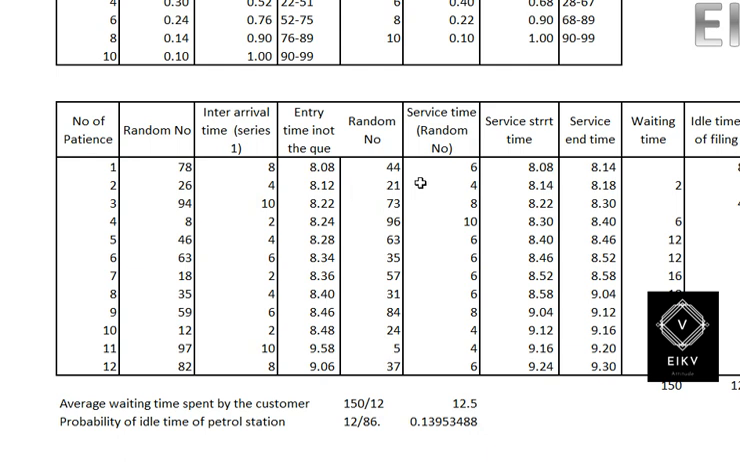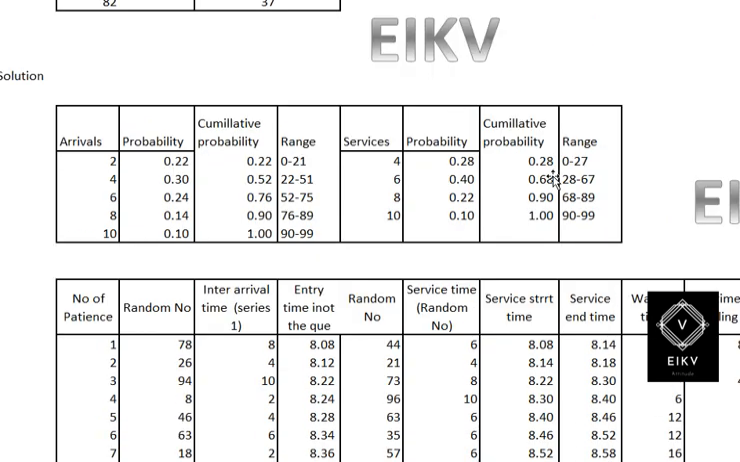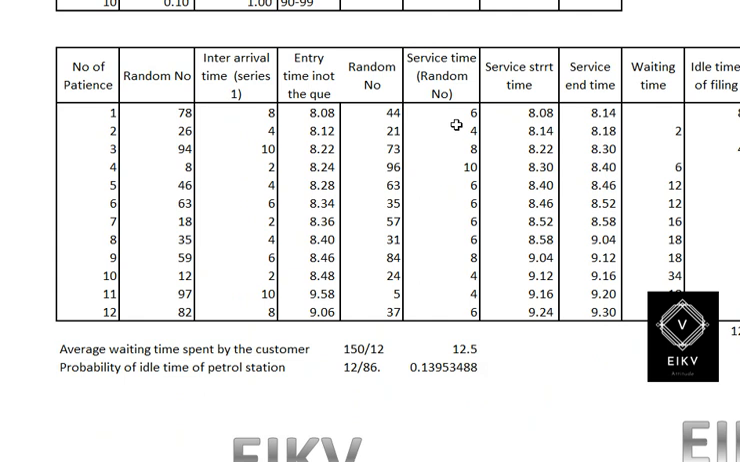Okay, and the service random number is 21. When we check the range, it falls in 0 to 27. Therefore 4 minutes will be the service time. Therefore 8:14 is the time when the previous customer's filling has finished. So after filling the vehicle of the previous customer, he can fill for the second customer. Therefore the service time will start from 8:14. So 4 minutes is required to fill the vehicle for the second customer.